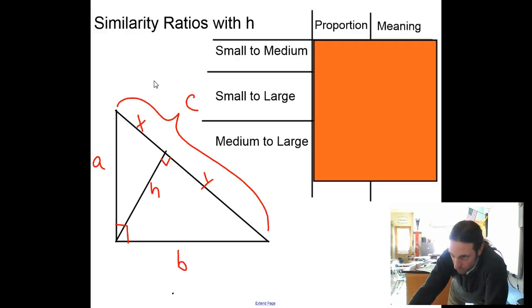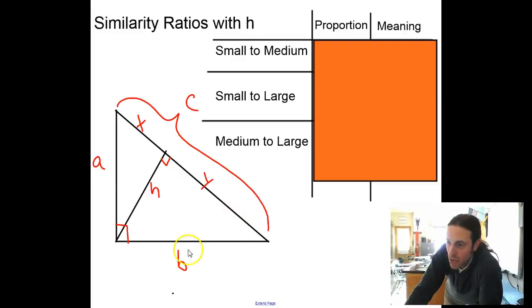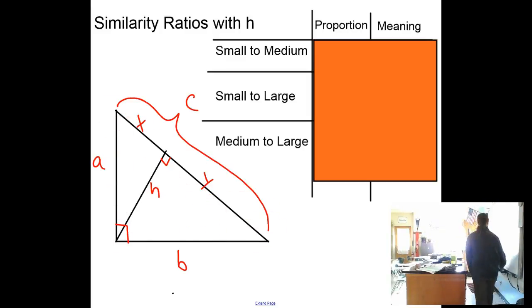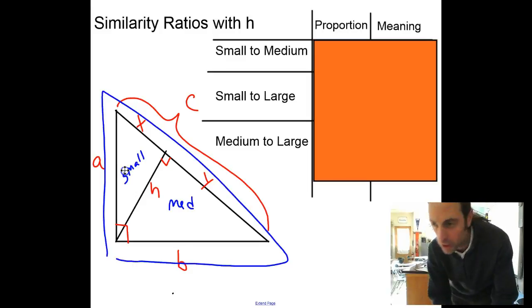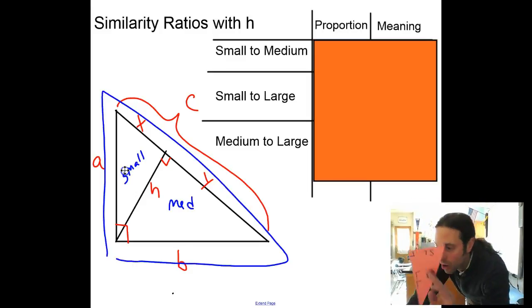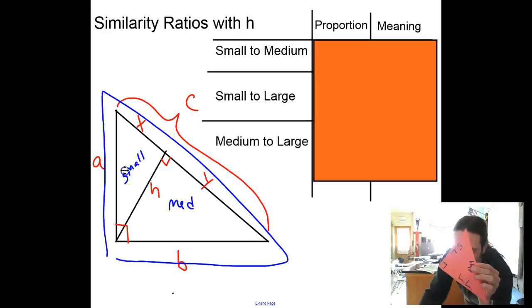Okay, now we are back to our right triangles here, and what I want to do is look at the similarity ratios between the small triangle here, the medium triangle here, and the big triangle here. Let me just label this too so you can see. So of course this is small, this is medium, and this is the big one, the large one. And if it's helpful, hold your triangles out, because you know you can actually compare these two.